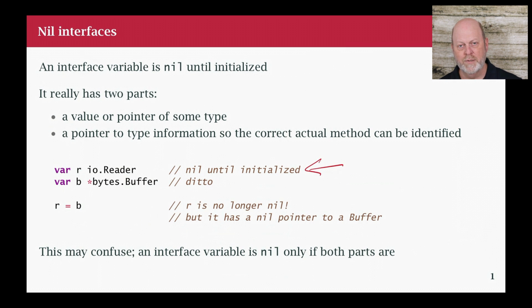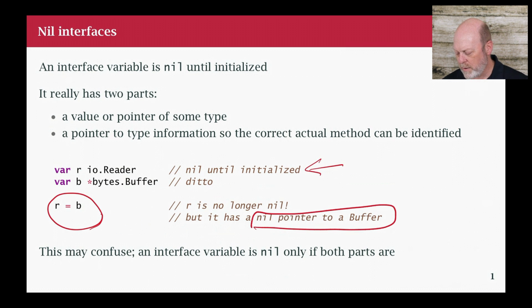Okay, let me go back. R is nil when it starts. B is a pointer to a buffer. And nil is just another value. There's nothing magic about it. So it's a nil pointer, but it's a nil pointer in the sense of type pointing to a byte buffer. And so when I do this assignment, it has a value, a nil pointer to a buffer.